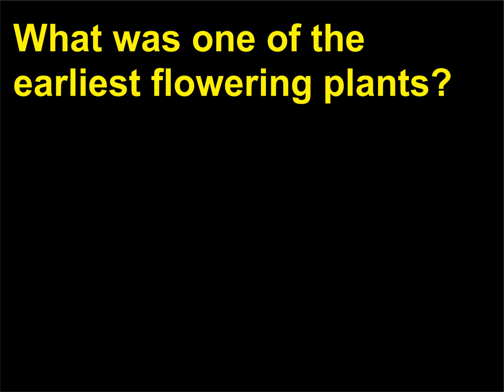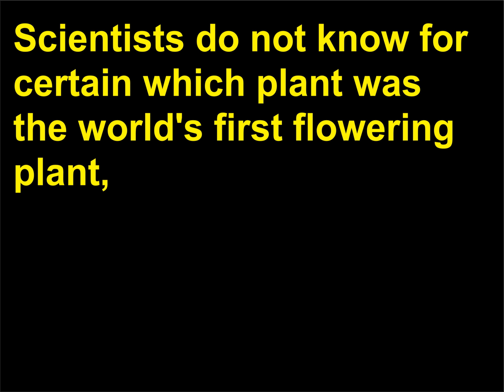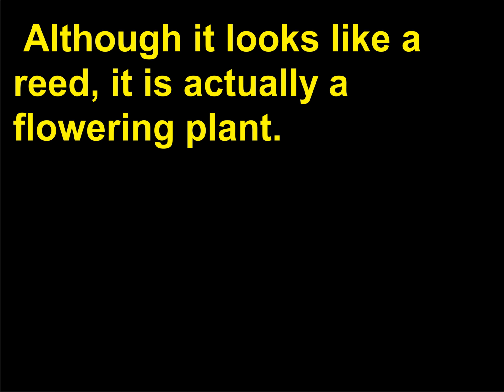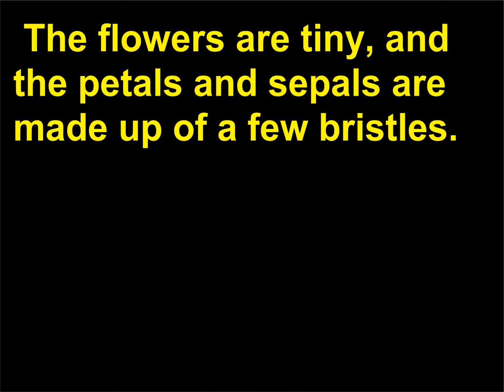What was one of the earliest flowering plants? Scientists do not know for certain which plant was the world's first flowering plant, but many surmise that it was the cattail Typha latifolia, a species still found today. Although it looks like a reed, it is actually a flowering plant. The flowers are tiny, and the petals and sepals are made up of a few bristles.